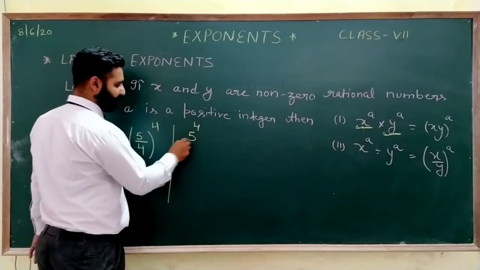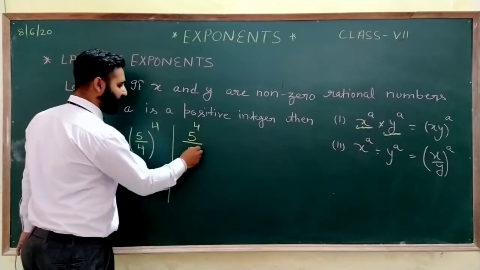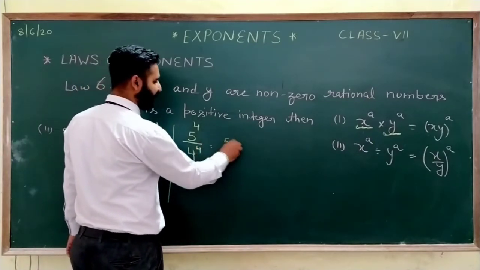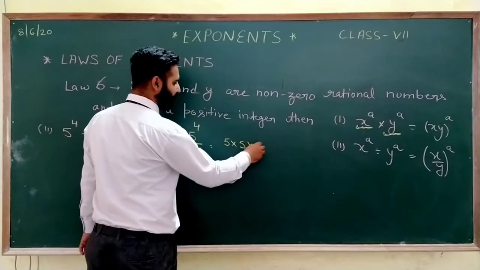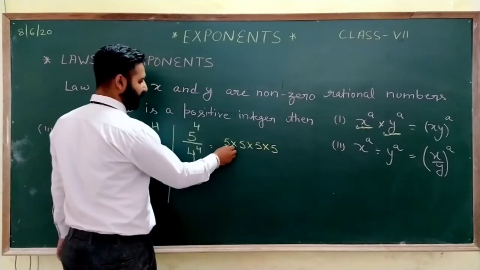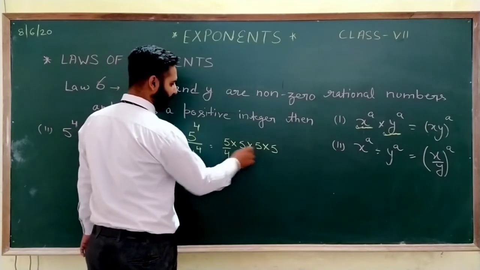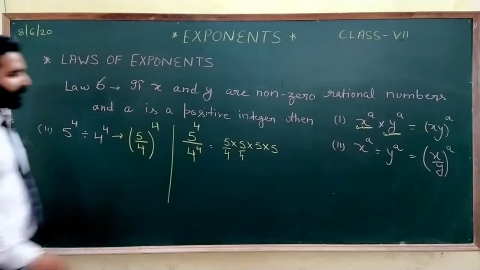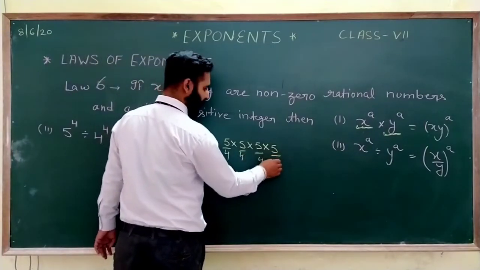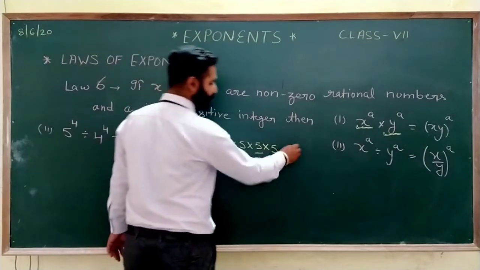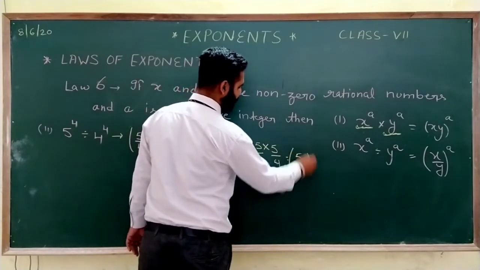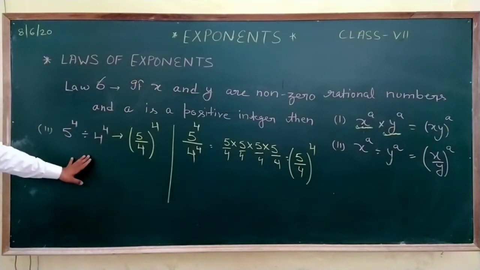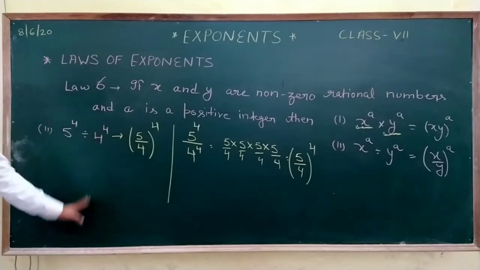5 raised to power 4 divided by 4 raised to power 4. So what will it become? 5 multiplied by 5 multiplied by 5 multiplied by 5 upon 4 upon 4 upon 4 upon 4. So again it will become 5 upon 4 whole raised to power 4. So in any way you can do it, fine. But it's always easy to use the law and do it simply.